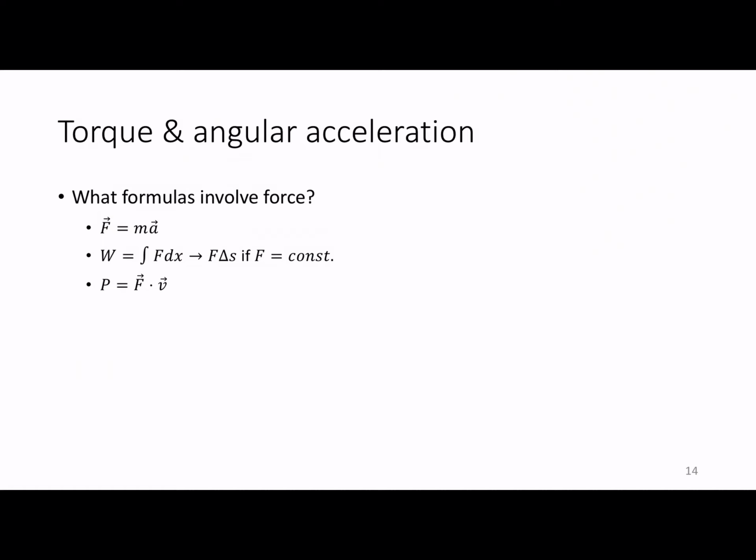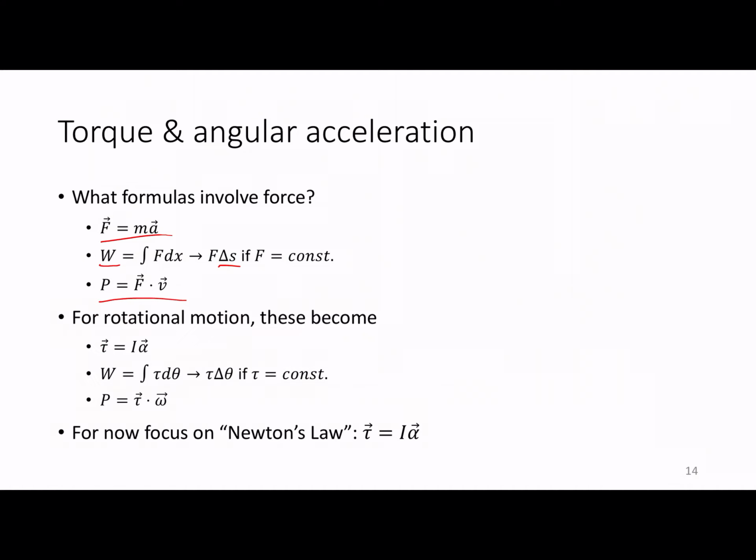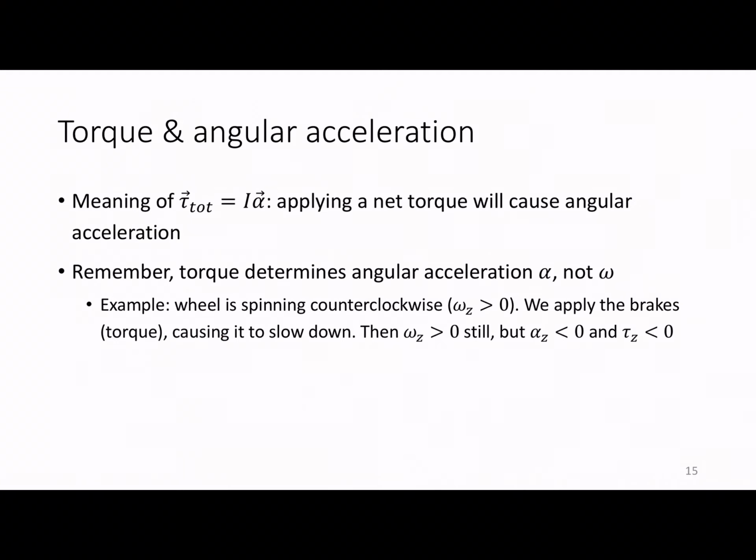In fact, this is a more general thing. F equals ma is one formula that involves force. Another couple formulas that we're going to see in more detail next time are work equals F delta S, if F is constant, and power is equal to F dot V. Each one of these generalizes for rotational motion. And again, for now, we're going to focus on this effective Newton's laws for rotation, which is torque is equal to I times alpha. So what do I mean when I write this?